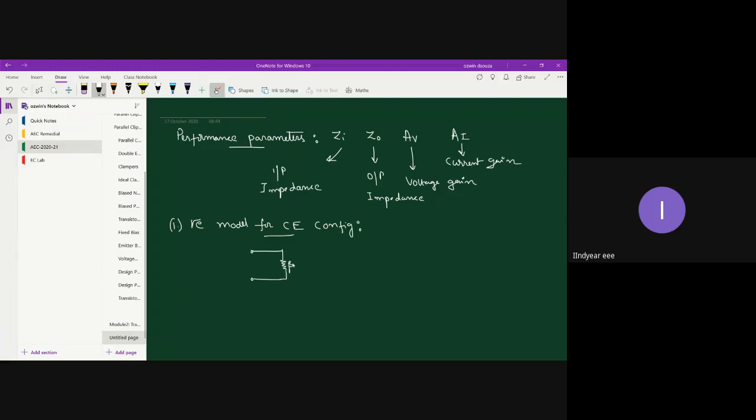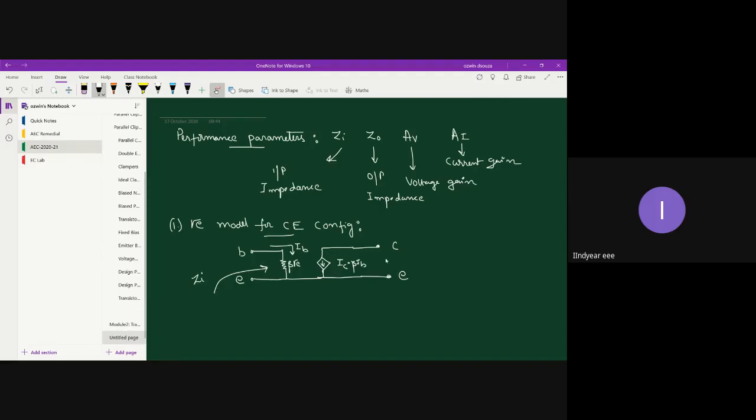So this is beta RE. This is the base current IB. This is your base terminal, and this is your emitter terminal. On the output side, you will have your controlled source. IC is equal to beta times IB, your controlled source. And your output terminals are collector and emitter.